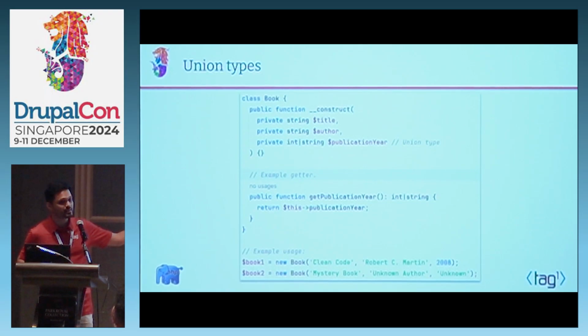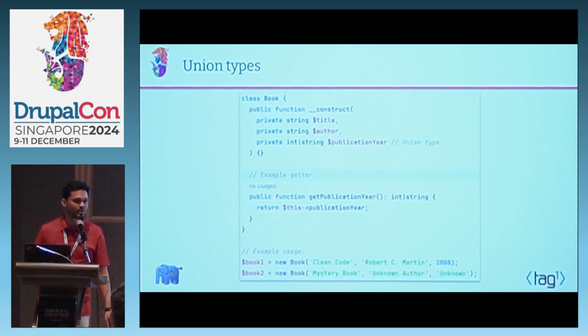Same as, let's say there is an example getter. In the return type, after get publication year, you can say it could return either an integer or a string. Then the example usage could be the same, but for book 2 you can see that the publication year is unknown, because it now also accepts strings.